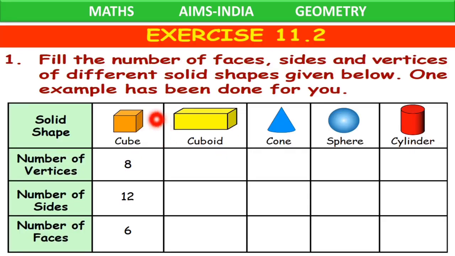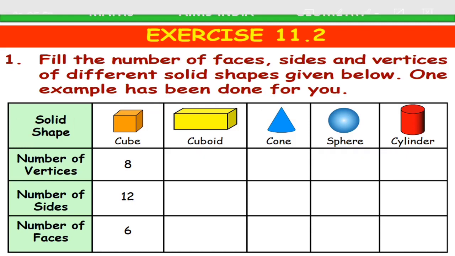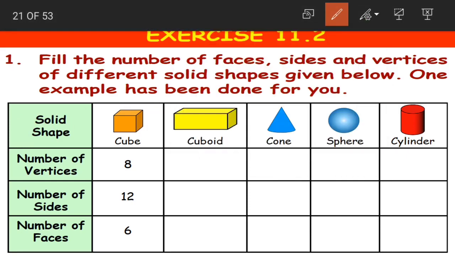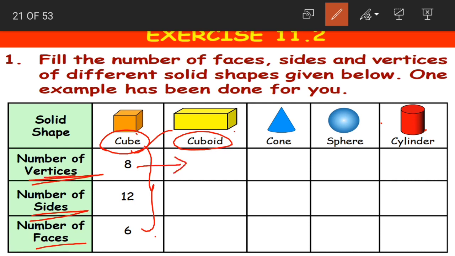Coming to the exercise, children, count the number of faces, sides and vertices of different solid shapes given below. One example has been done for you. So what are they saying here? Yes, for the different solid shapes we have to write the number of vertices, sides and faces. The cube is already given, and as we have learned, both cube and cuboid share the same properties. So even for cuboid the number of vertices will be 8, the number of sides 12 and the number of faces 6.